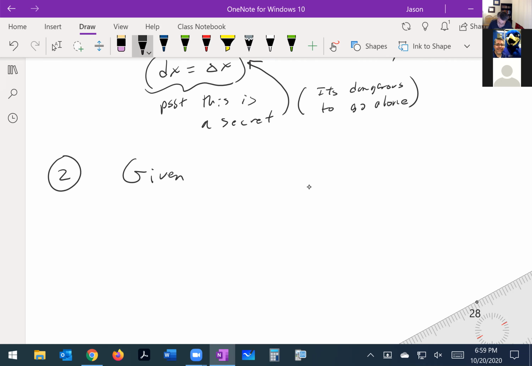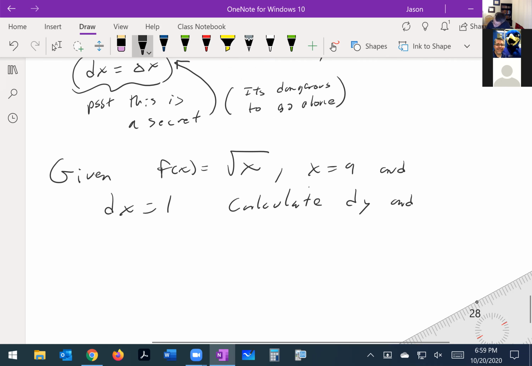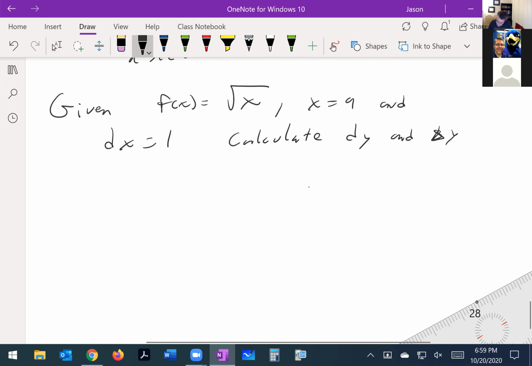Okay, given f of x equals the square root of x, x equals 9, and dx is equal to 1, calculate dy and delta y. Okay, cool.